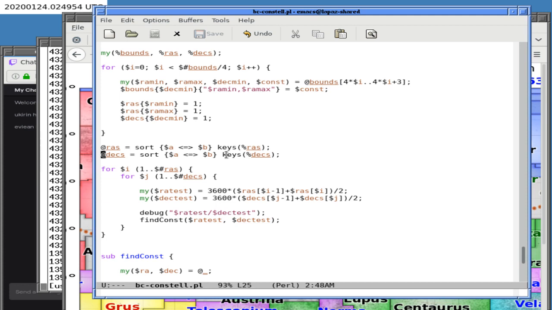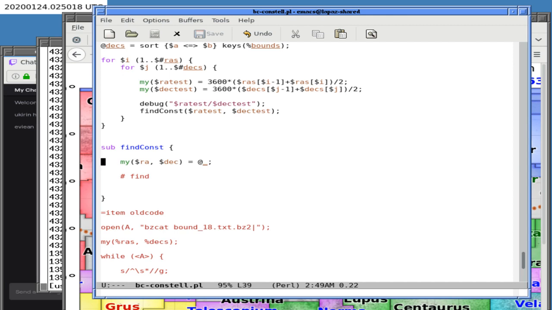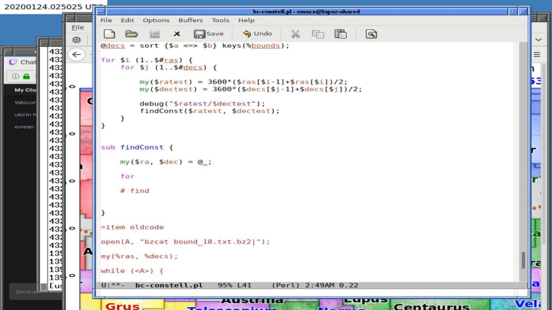Let's see. And to be honest, I'm pretty sure this can actually be the keys of bounds, because every single decmin does get into bounds. So I think we can make this a little bit shorter. We don't need this. And so what we're going to do basically is we're going to look for the largest declination that is still smaller than dec. We might have actually just reversed x because we want to go from smallest to biggest, whereas it's sorted the other way around, which is maybe a mistake. In fact, we'll leave it like this.